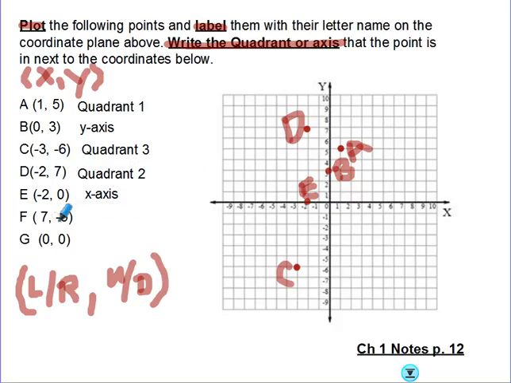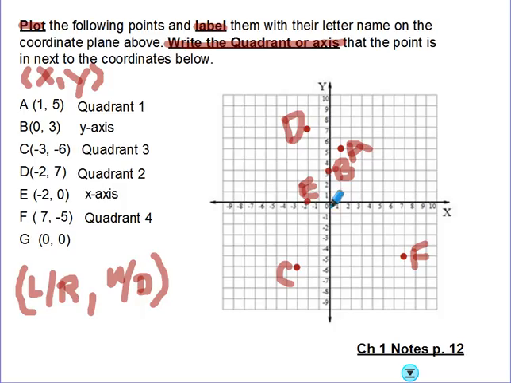All right, this next one is 7, negative 5. That means left and right 7. Positive is a right: 1, 2, 3, 4, 5, 6, 7. All right, and negative 5, that means go down. Negative means go down for the y value. 1, 2, 3, 4, 5. There's my point. And that's point F. All right, that is in the 1, 2, 3, 4th quadrant. So, quadrant 4.